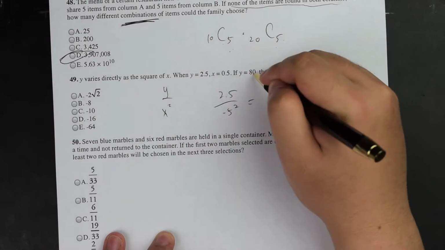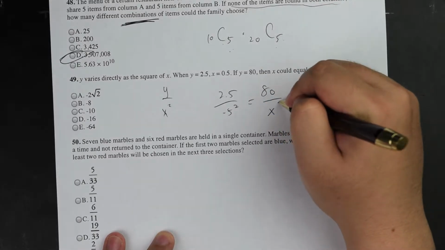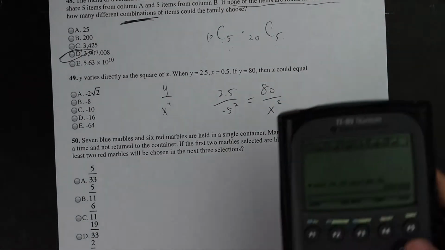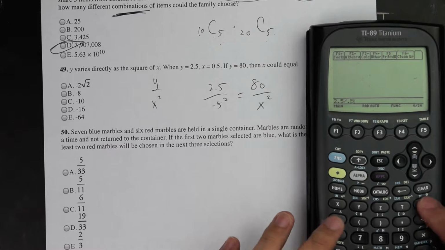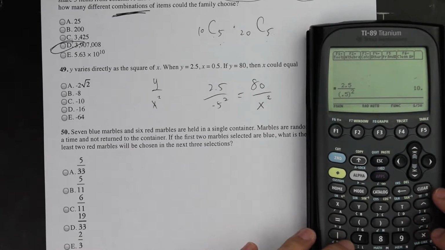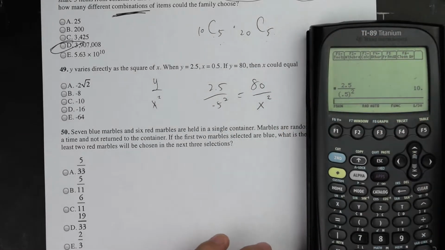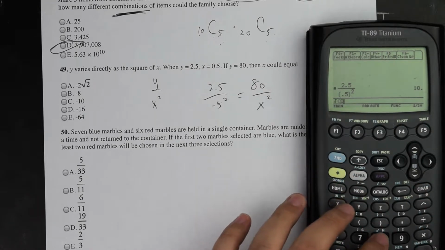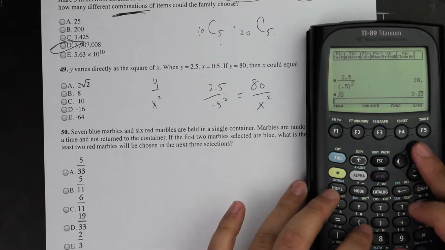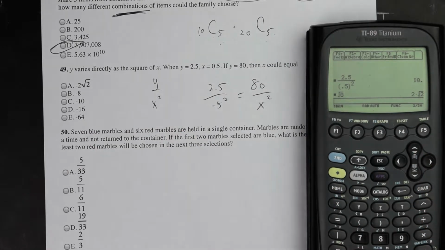2.5 squared is y equals 80 over x squared. Okay. So I'm going to go ahead and do that right there. Okay. 10x squared equals 8. So square root of 8. Okay. So for number 49, my final answer for this question is A.